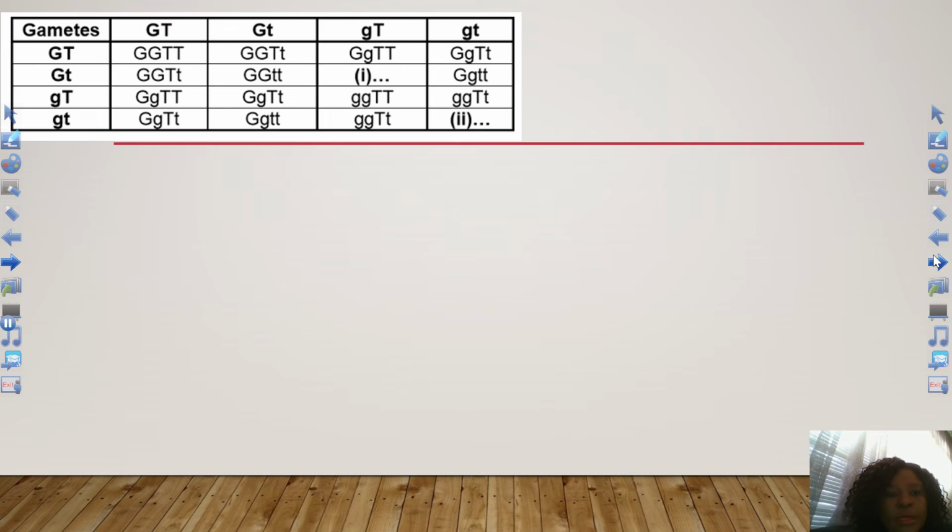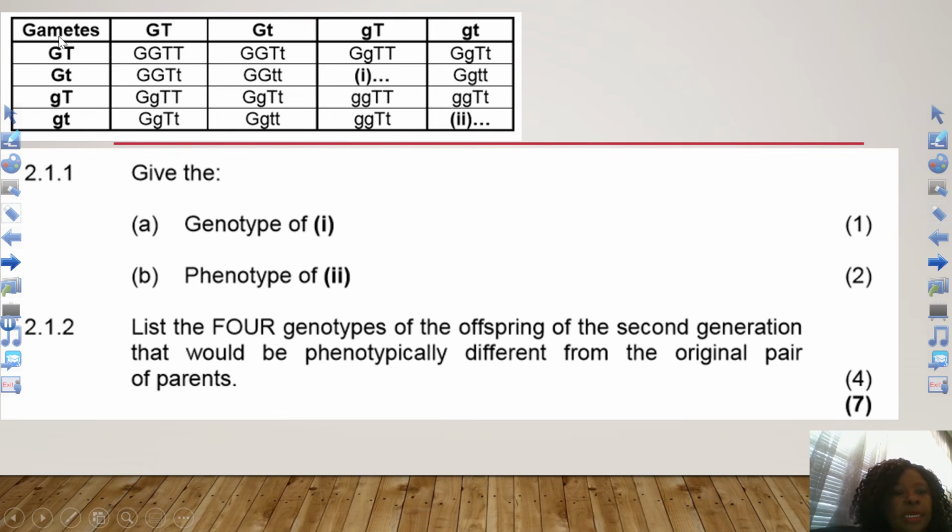Question 2.1, let's put the table or the Punnett square there again so that we don't keep going back to the previous slide. Give the genotype of I or 1. There is 1 where it's located. So now if you look at the gamete at the top here, it's got a small letter g and a capital letter T. And then the second one that matches it, in the second row, the gamete will be a capital G and a small t.